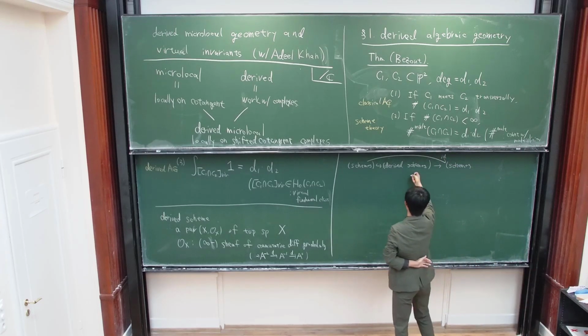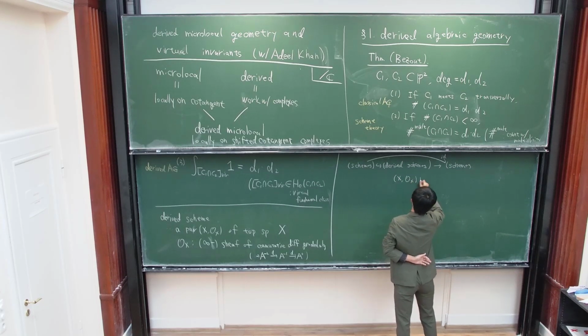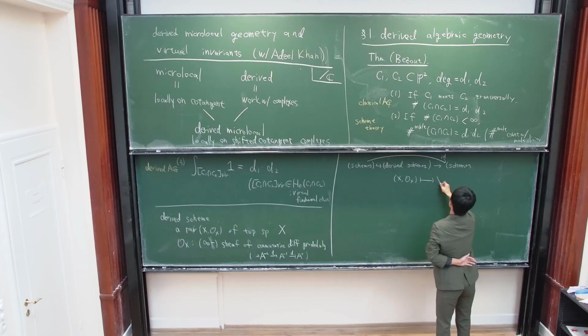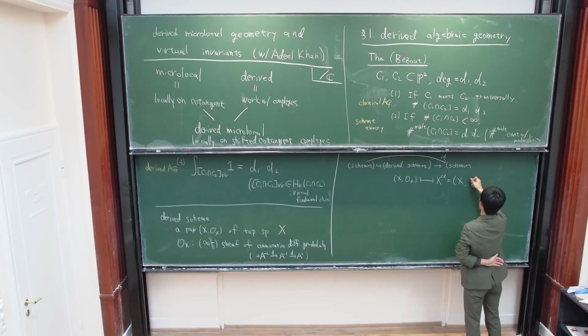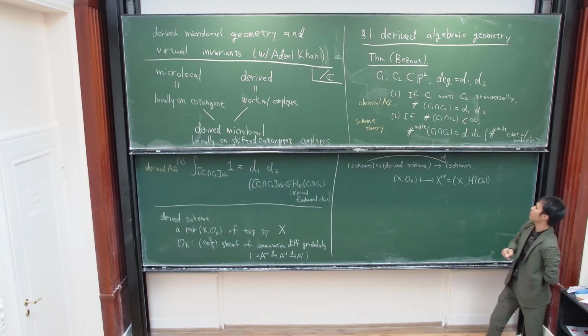The right adjoint functor is called the classical truncation functor, and it is given by the same underlying topological space, and the sheaf of commutative algebras is given by the zeroth cohomology of the sheaf of commutative differential graded algebras. Okay.